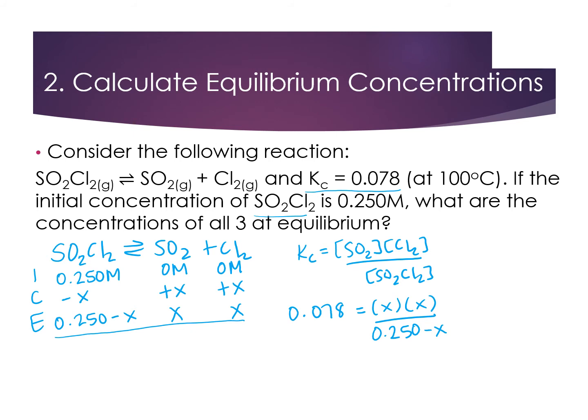So when I do, I'm going to have 0.078 times 0.250, which is 0.0195. Then I also have 0.078 times x, and then that equals x squared. So then putting them all on the same side, I have x squared plus 0.078x minus 0.0195 equals 0. So I set that up in quadratic form.